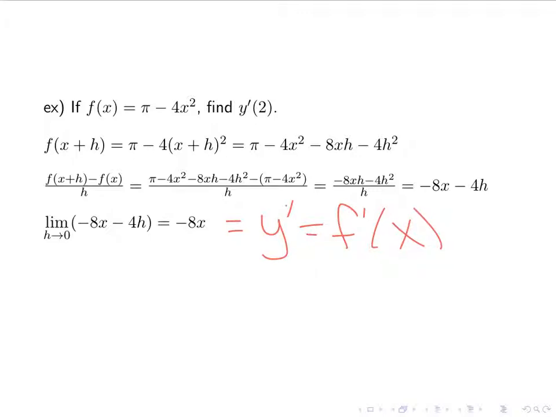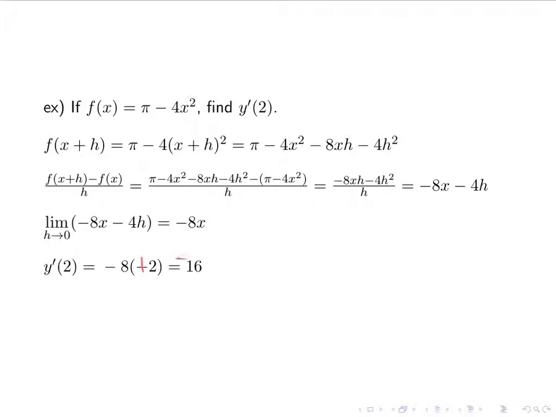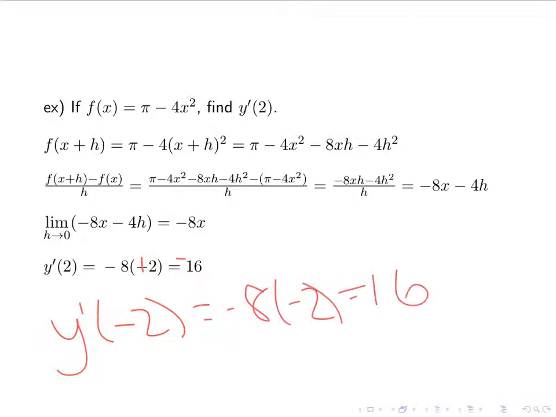If I want f prime or y prime of 2, I just plug in that x is, that should be positive 2. I think I changed it halfway through it. And I get negative 16. So y prime of 2 is negative 16. If I wanted y prime of negative 2, then I would get what I had written, which is 16.